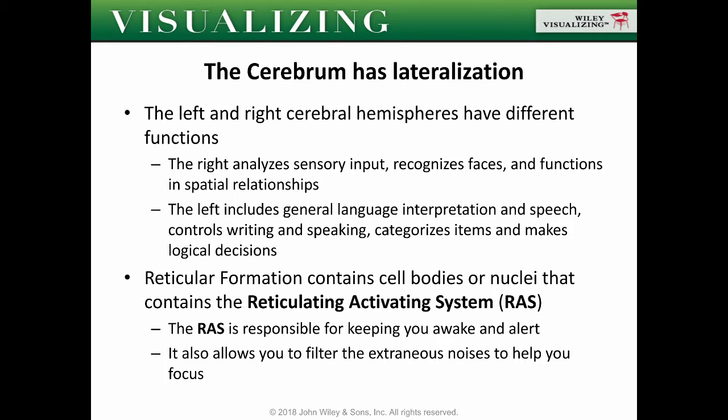Now, the cerebrum has lateralization. So the left and the right cerebral hemisphere have different functions. So that's where the left brain and the right brain comes from. The right analyzes sensory input, recognizes faces and functions in spatial relationship, whereas the left includes general language interpretation and speech, controls writing and speaking, categorizes items, and makes logical decisions.